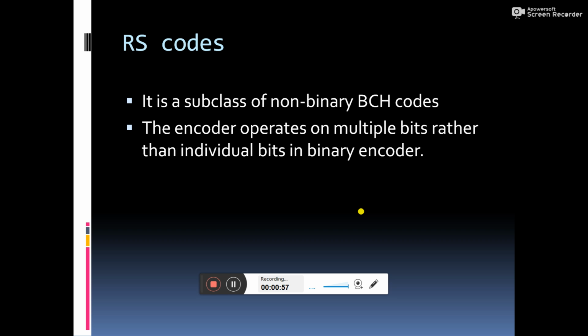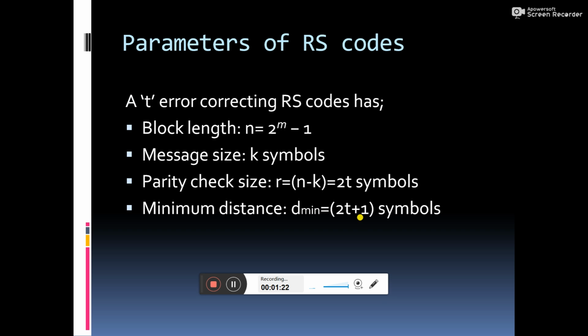But in case of non-binary Reed-Solomon codes, the encoder operates on multiple bits at a time. Or we can say it will take a block of bits as a symbol and it will operate on that particular block of bits, or we can say multiple bits. Then, main parameters of Reed-Solomon codes.